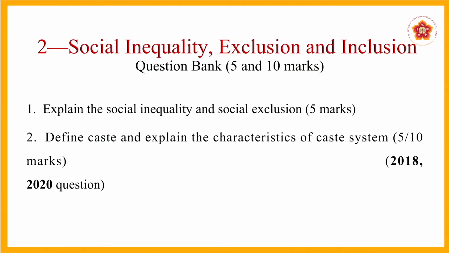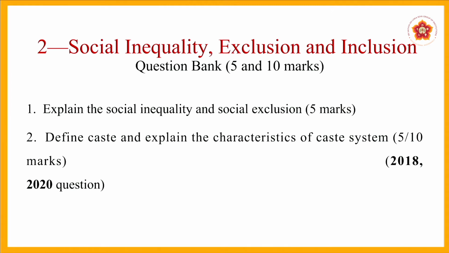Now we take up questions which deal with 5 or 10 marks. These are very common questions which come, so you should be aware of the concepts and how to write the answers. First question: explain social inequality and social exclusion. It has come for 5 marks. You should see, if it is of 5 marks, how many lines you should be writing and how much you should be explaining. It should not be more than a page or less than a page. You can describe what is social inequality and how it leads to social exclusion. You have to talk about discrimination and prejudices.